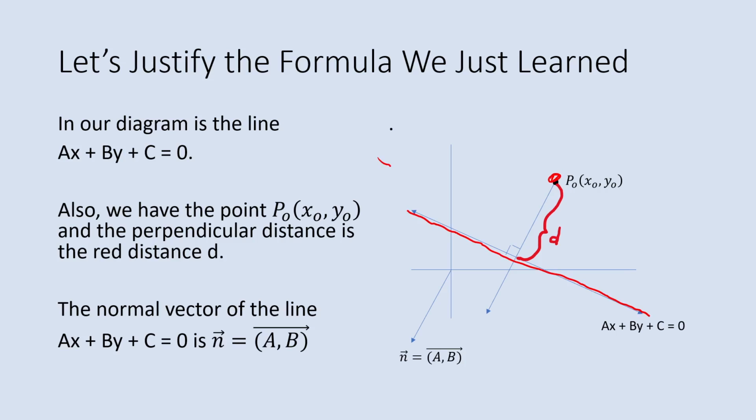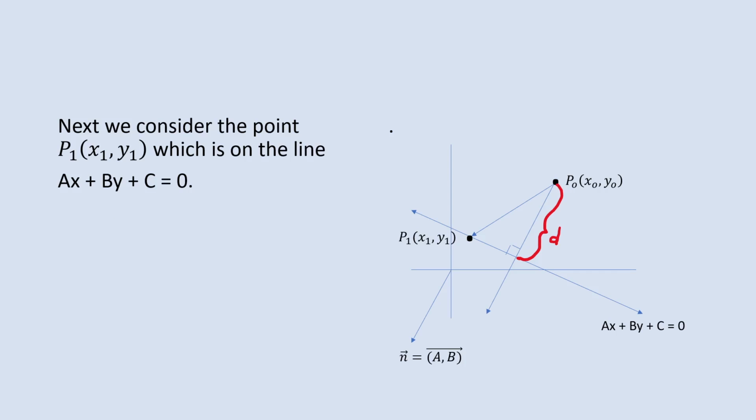We've got the point P with the coordinates x naught, y naught, which is not on the line. And that point is a particular distance d away from the line. And the distance that we're interested in is that perpendicular distance. Now, since the line has the Cartesian equation ax plus by plus c, and we're in 2 dimensions, therefore the normal vector of the line is (a, b).